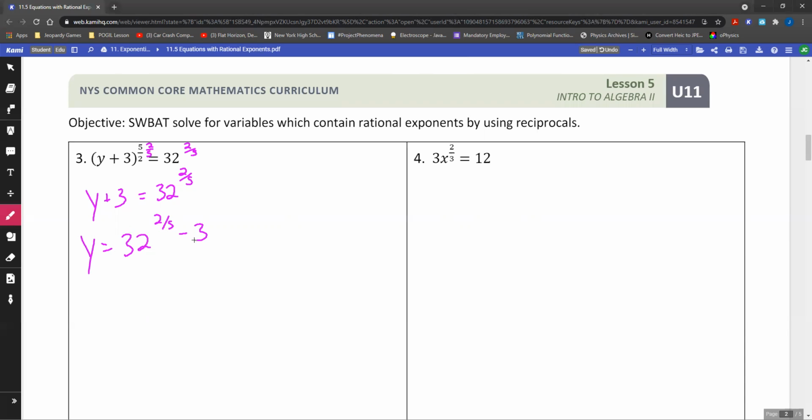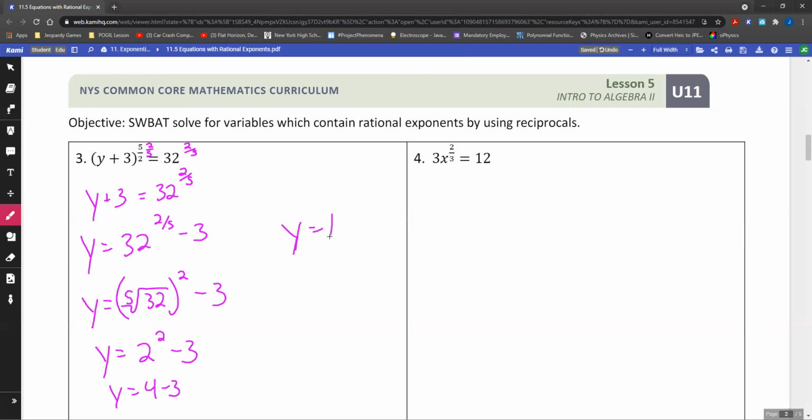Now again, I could do the same thing I did before. This can be rewritten like that, taking the 2 out and then just dealing with the 5th root of 32. The number that raised to the 5th power equals 32 is actually 2 again. So this simplifies to just 2 squared minus 3. We know 2 squared is 4. So we get y equals 1.